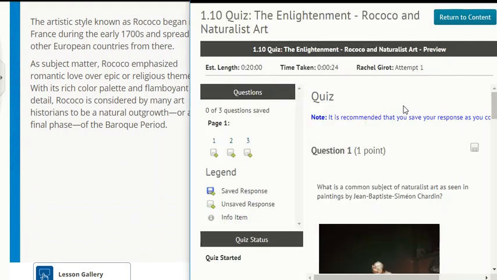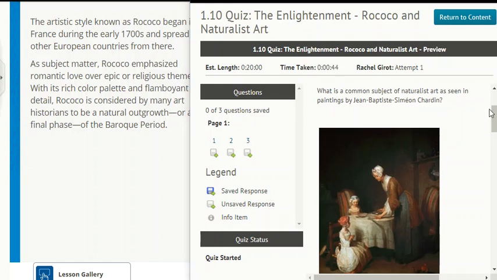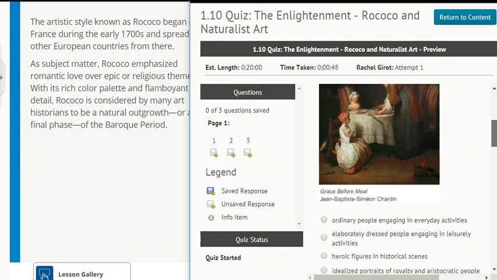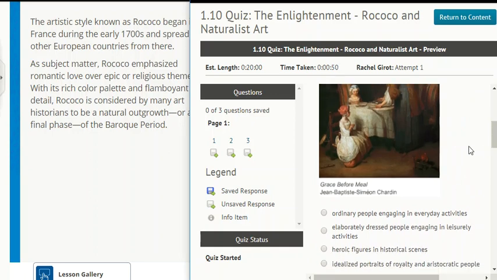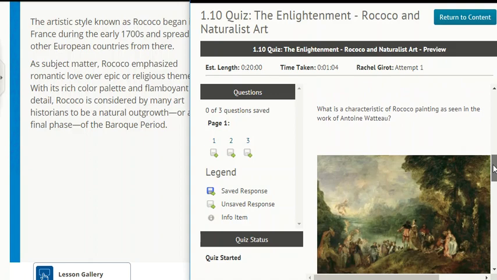Okay, first question says, what is a common subject of naturalist art as seen in paintings by Jean-Baptiste Siméon Chardin? Would that be ordinary people engaging in everyday activities, elaborately dressed people engaging in leisurely activities, heroic figures in historical scenes, or idealized portraits of royalty and aristocratic people? What's your hypothesis?